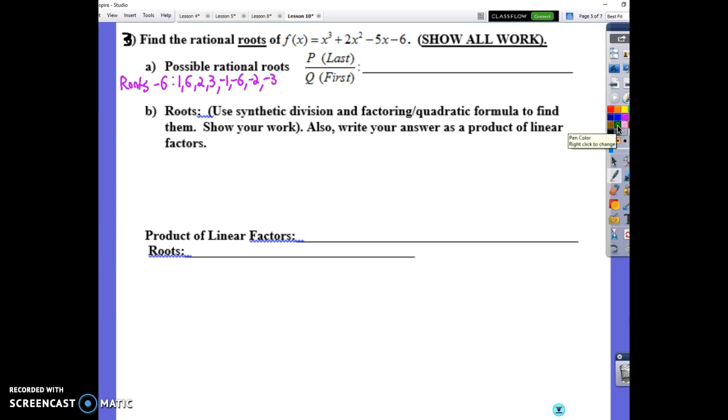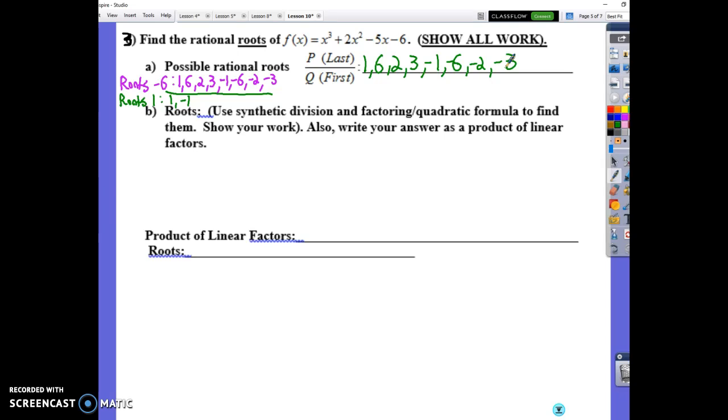And then our first number is going to be a 1 because there's a 1 in front of that x cubed. So our roots of 1 are going to be 1 or negative 1. And really, if we divide all of our negative 6 roots by that 1 or negative 1, we're going to get the same choices above. So really, we just have those pink choices. So all of our possible rational roots would be 1, 6, 2, 3, negative 1, negative 6, negative 2, negative 3.